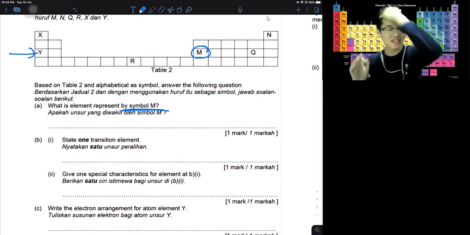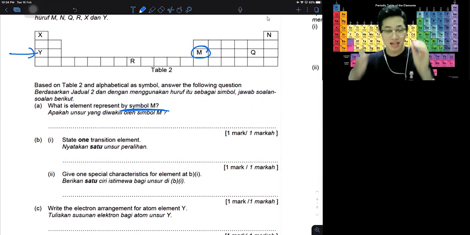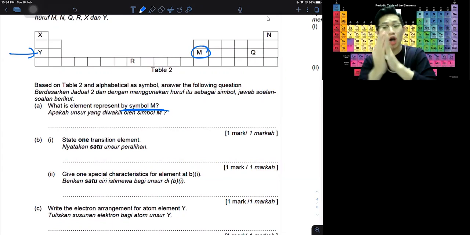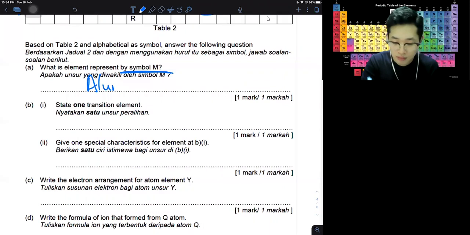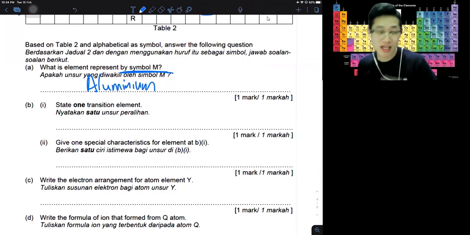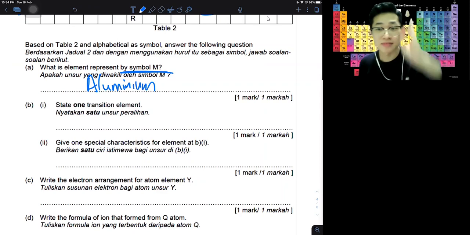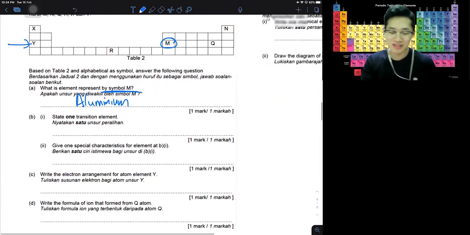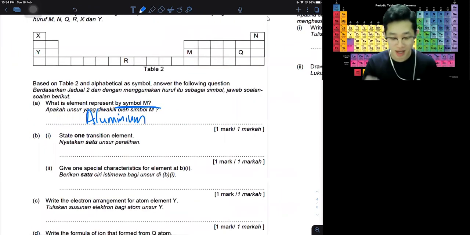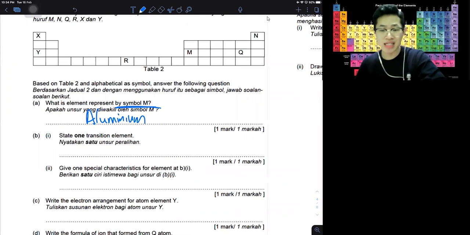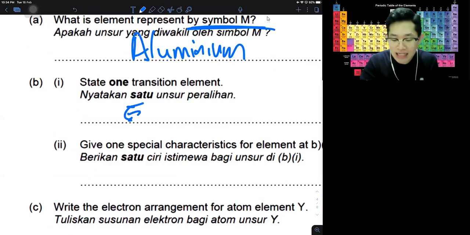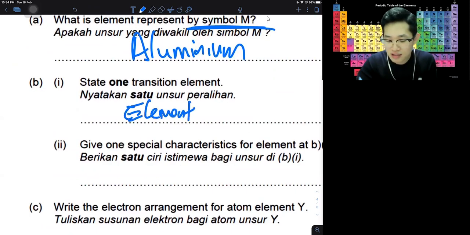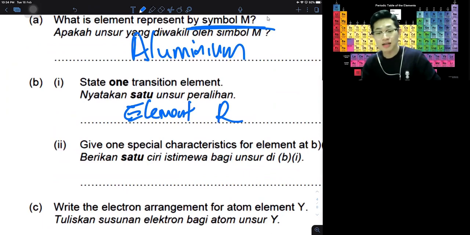If I'm not mistaken, only paper 2 has the periodic table, so you can open it up and see, M, what is M? Aluminium. Okay, state one transition element. Transition element is here. It is better to write element R instead of just R.